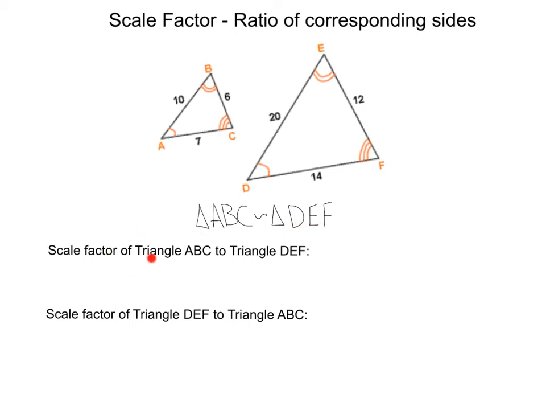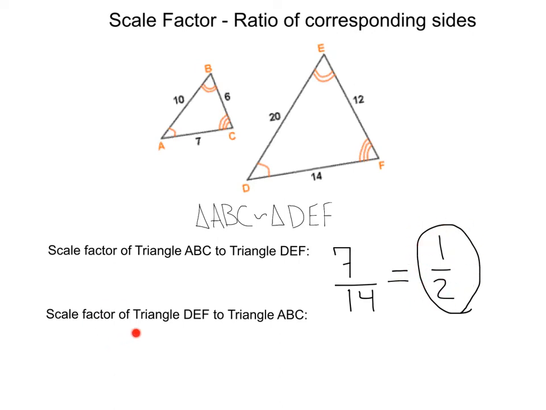First, let's find the scale factor of triangle ABC to triangle DEF. Since triangle ABC is listed first, we want to pick one of these side lengths first. Let's go ahead and pick AC. That's going to be a side length of 7. Now the corresponding side to AC is DF, so we'll put that over 14. And we can simplify the 7 over 14 to 1/2. So the scale factor of triangle ABC to DEF is 1/2. And you could see if we chose any of these other side ratios, like 10 over 20 or 6 over 12, that would also give us a scale factor of 1/2.